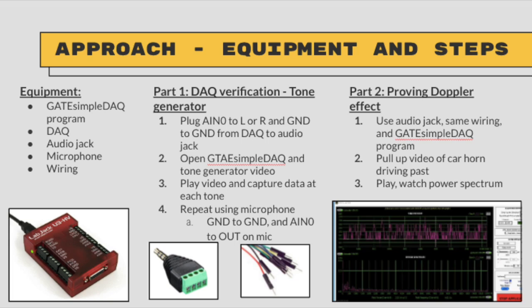Once I felt confident that the DAC worked, I switched back to the audio jack and played the video of the car horn to watch how the power spectrum lines in the GTAE Simple DAC program changed as the car drove by.